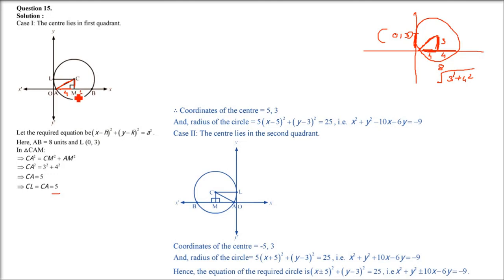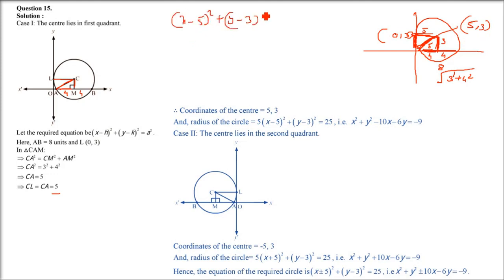So what will be the center? The radius is 5, so the x is 5. See, what is CL or LC? It's the distance from the y-axis. The distance from the y-axis is the x coordinate only. So this is 5, and the x coordinate will be 5 and the y coordinate will be 3. Y is 3, x is 5. So now we have the center as (5, 3).